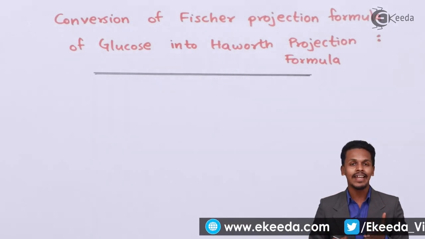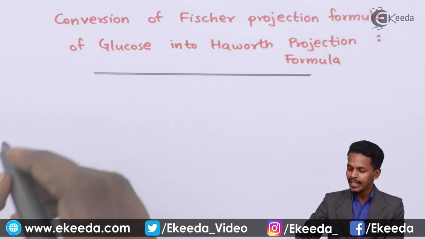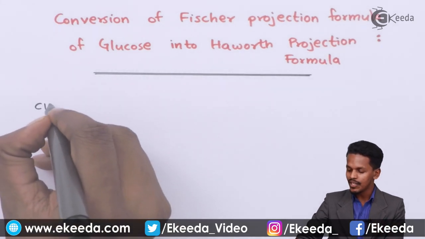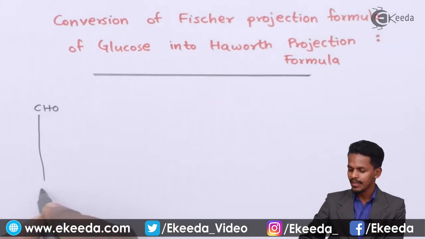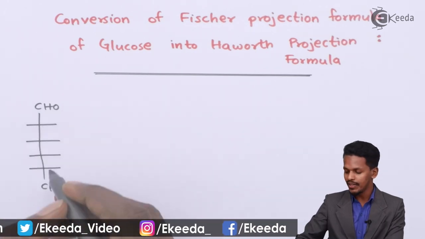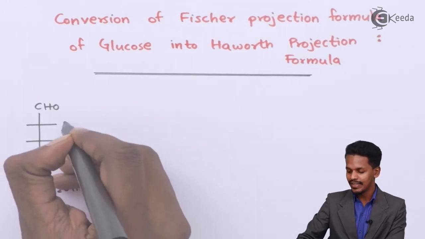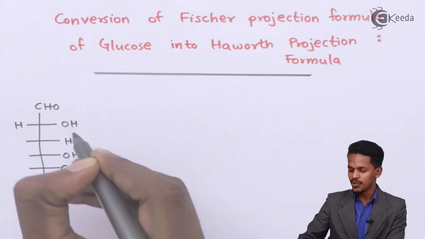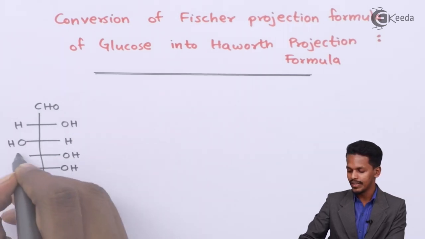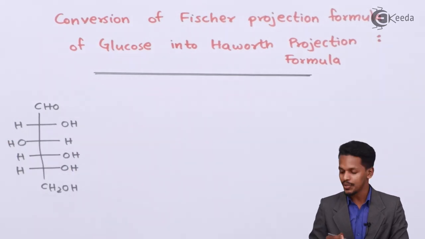For that, let us understand what the Fischer projection formula for glucose is, which we have discussed earlier also. It consists of CH2OH, and in between there are four carbon atoms, which I am mentioning here. So this is OH, this is OH, this is H, this is OH. Opposite to that we write the following atoms, and this is nothing but D-glucose.